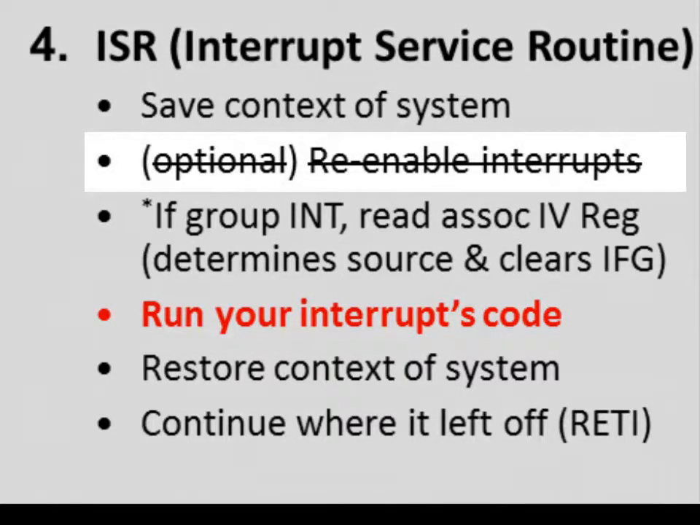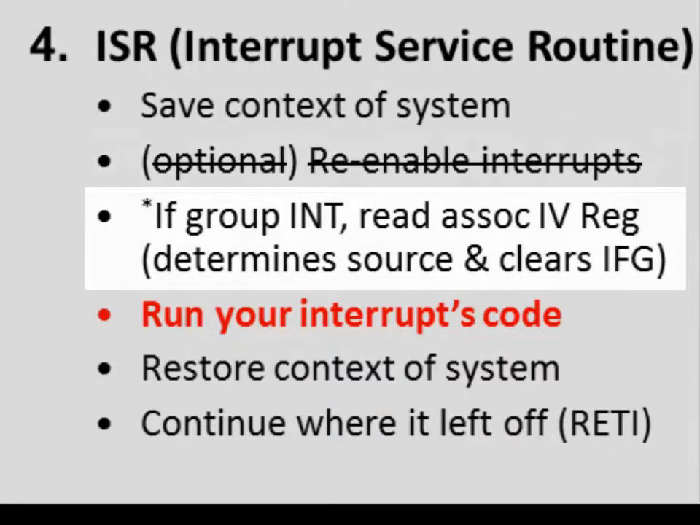The 2nd bullet, we called it optional and we've crossed it out. While you can nest interrupts on the MSP430, it's not recommended. So we've crossed that out just to drive home that point. The 3rd bullet tells us that if it's a grouped interrupt, you're going to have to write the code to figure out which interrupt in the group needs to be handled. This is usually done by reading the group's interrupt vector register, which we'll talk about in a little bit.